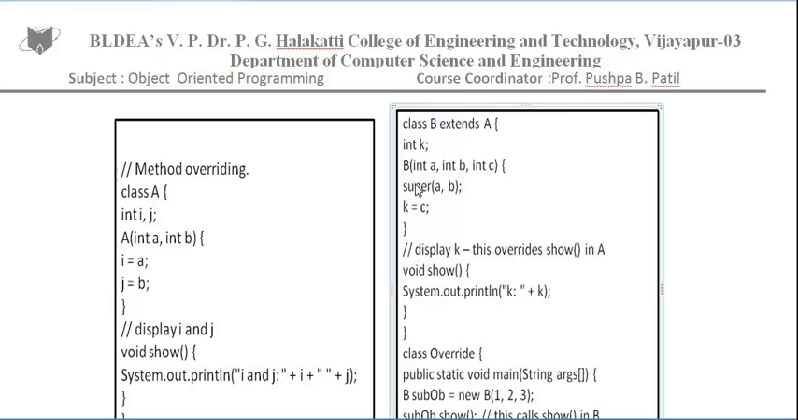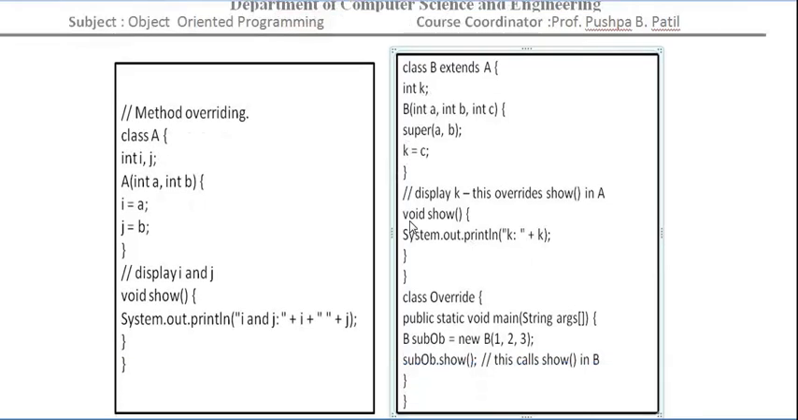There are three parameters because whenever we create an object of class B, it executes the derived class constructor. Inside that there is a super keyword, which in turn calls the base class constructor. This one initializes the base class instance variables, and c is assigned to the derived class instance variable k. The important thing here is that the show method signature is the same in the base class, but there is a different implementation inside each method.